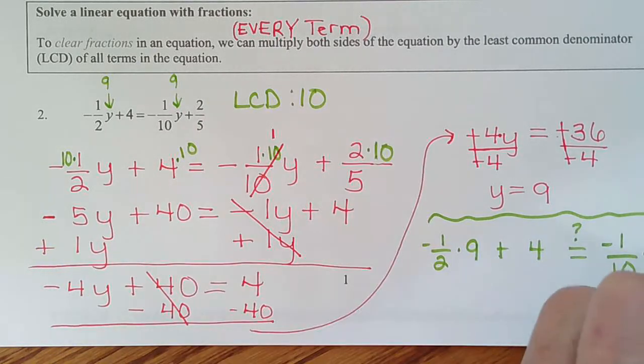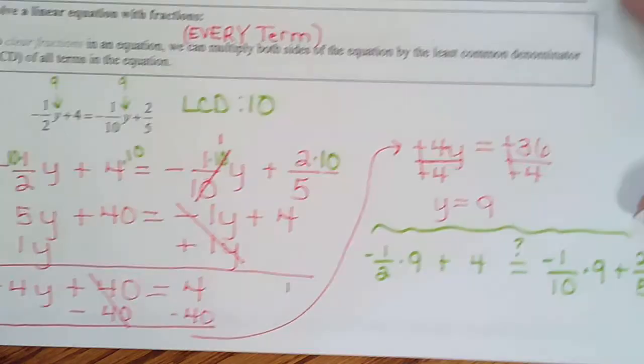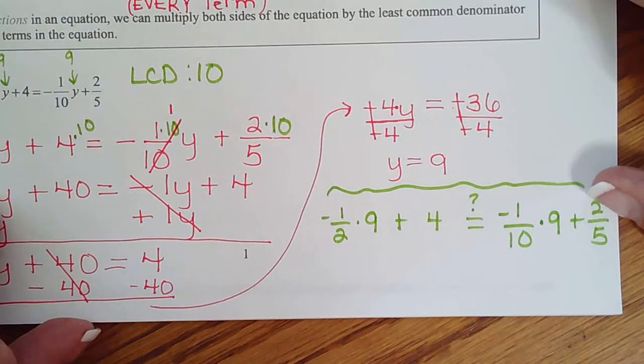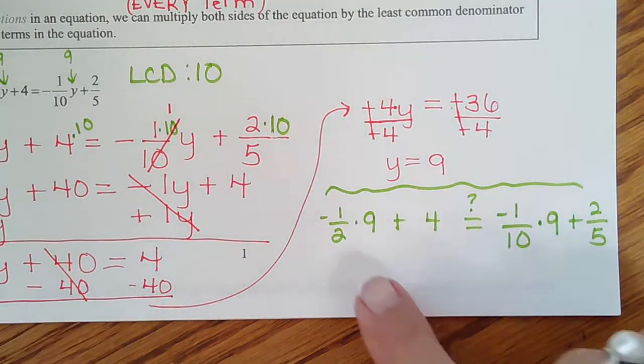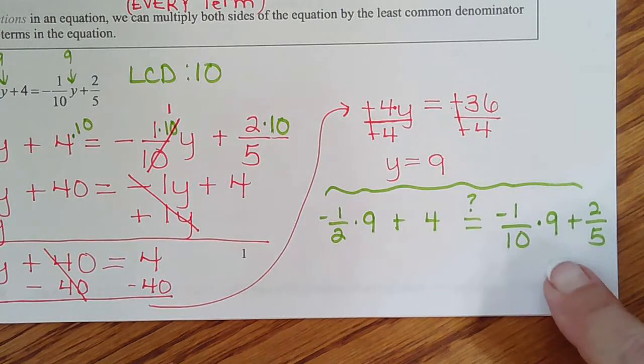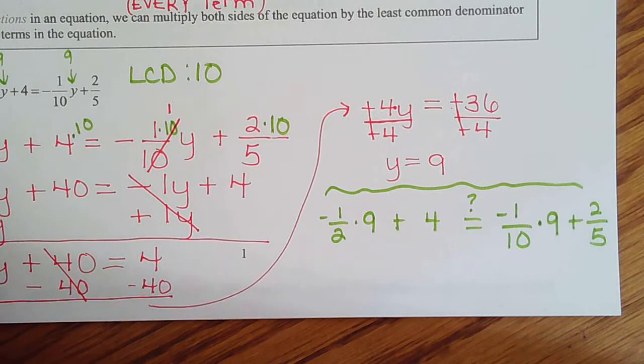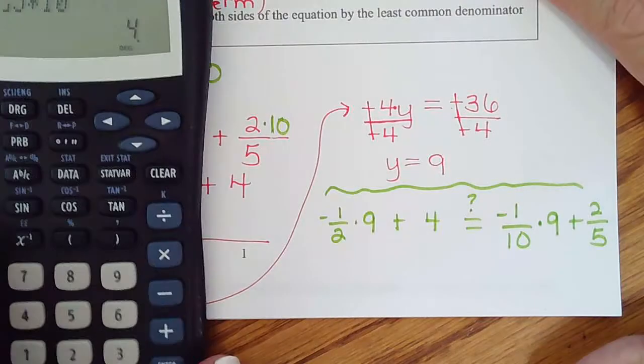And I want to know, does that give me the same thing as negative 1/10 times 9 plus 2/5? So I have it all written out, and now my only work is to type it in the calculator. If this side gives me the same number as this side, then I can go up and box that and say, yes, I got that one right too. Okay, so let's practice typing it in.